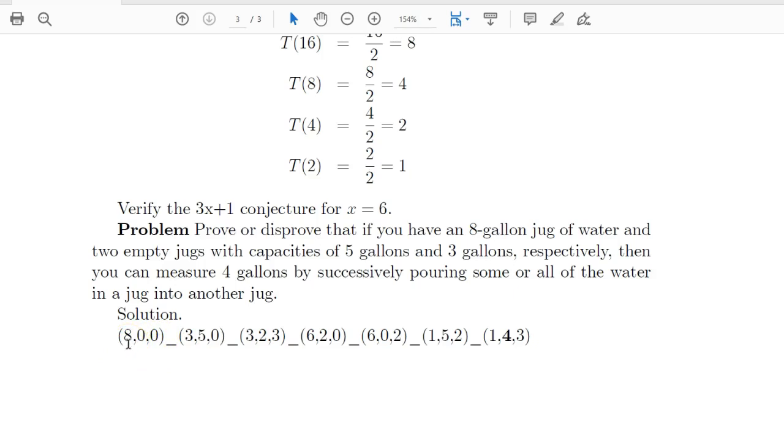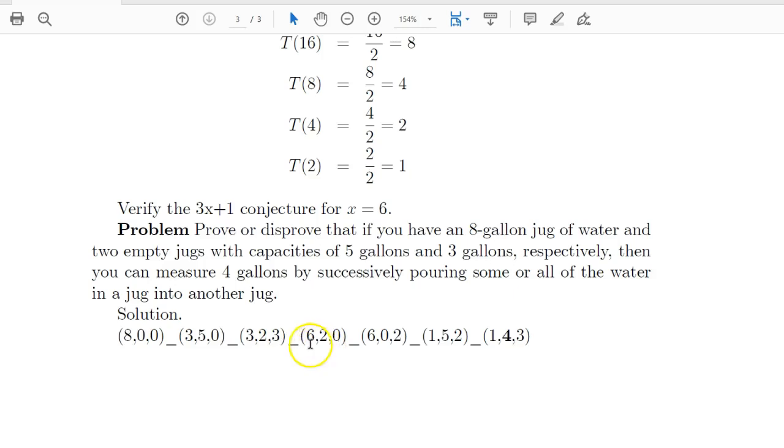Then we can fill the 5-gallon jug. We come to this configuration. Then use the 5-gallon jug to fill the 3-gallon jug. You arrive at this configuration. Now, pour all of the water from the 3-gallon jug into the 8-gallon jug. You arrive at this configuration.